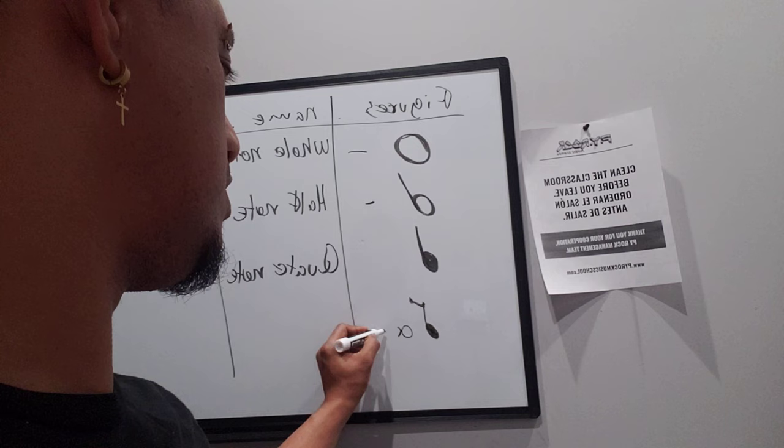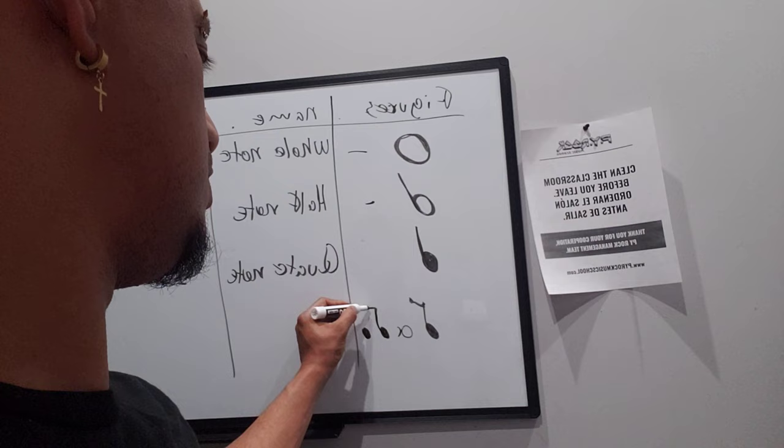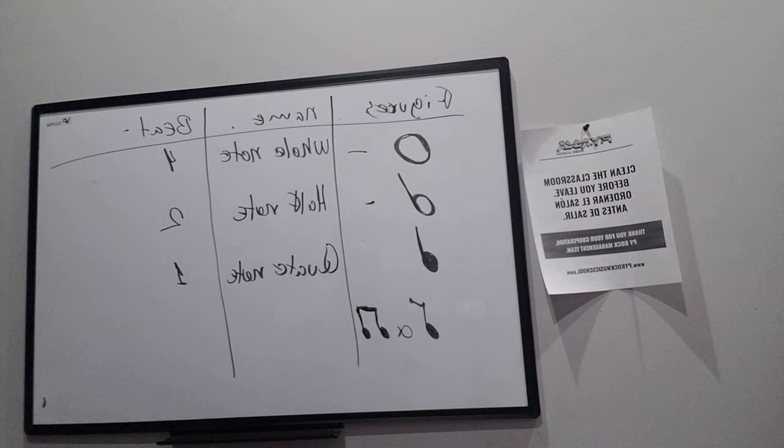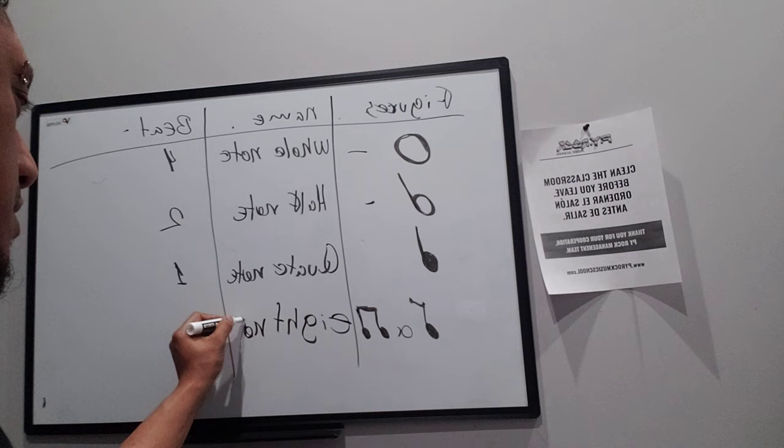Or you can see it like this too, but this means 2 together. The name is eighth note, and its value is half time.